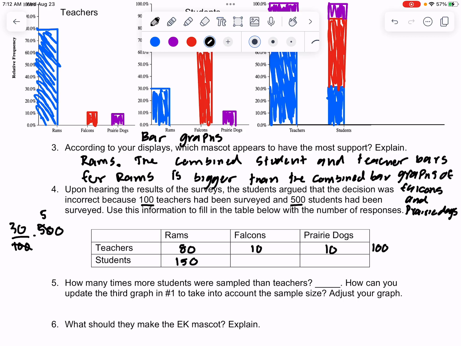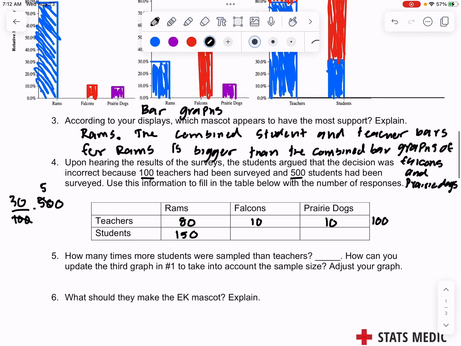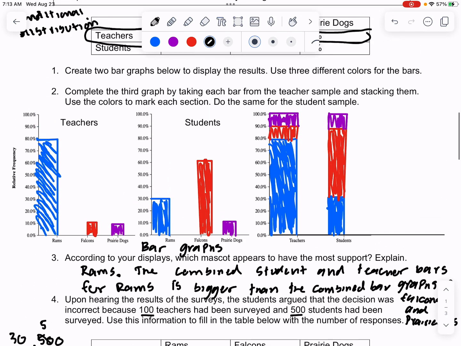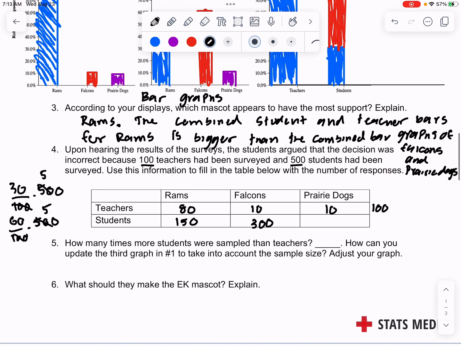Right? And if I do that for 60, it would be 60 over 100 times 500. So once again, the 5's cancel. So it would be 60 times 5, which is 300. Right? And then the last one, what was it? 10%. 10% of 500, well, it would be 10 over 100. That's what 10% is. Times 500, which would be 50.